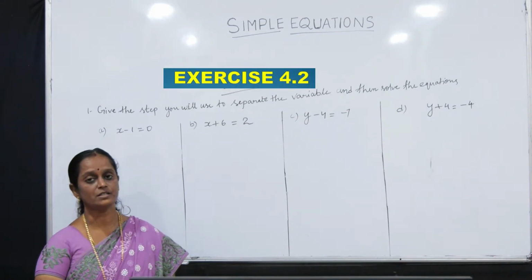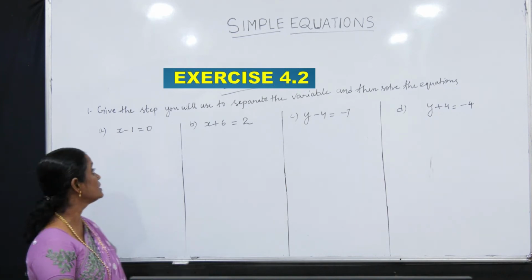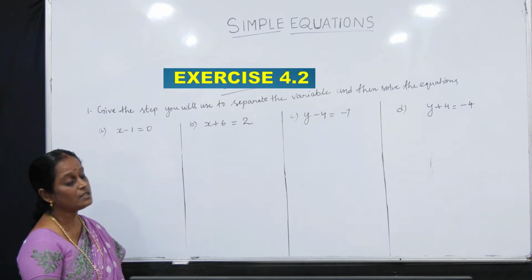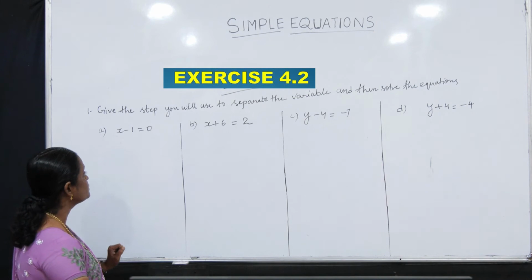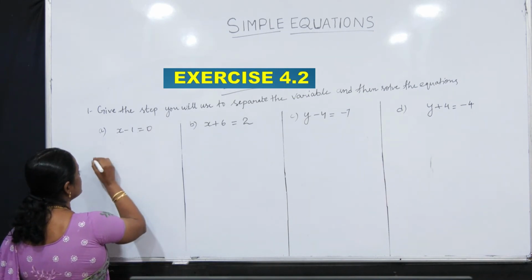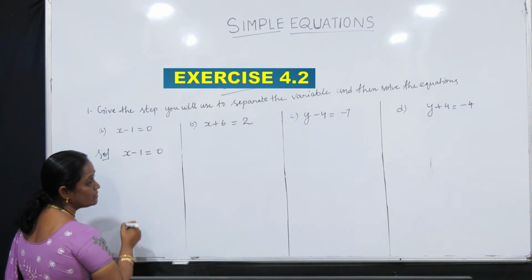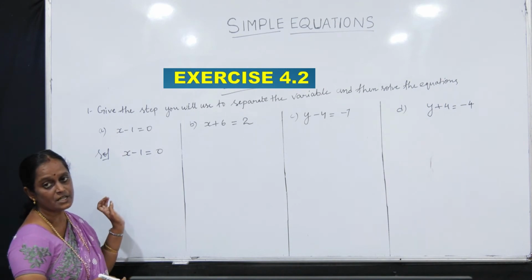Students, now let us solve some questions from Exercise 4.2. The first question is: give the step you will use to separate the variable and then solve the equations. Number 1 is x minus 1 equal to 0. So here we have to solve this equation, x minus 1 is equal to 0. You have to give the step to separate the variable.